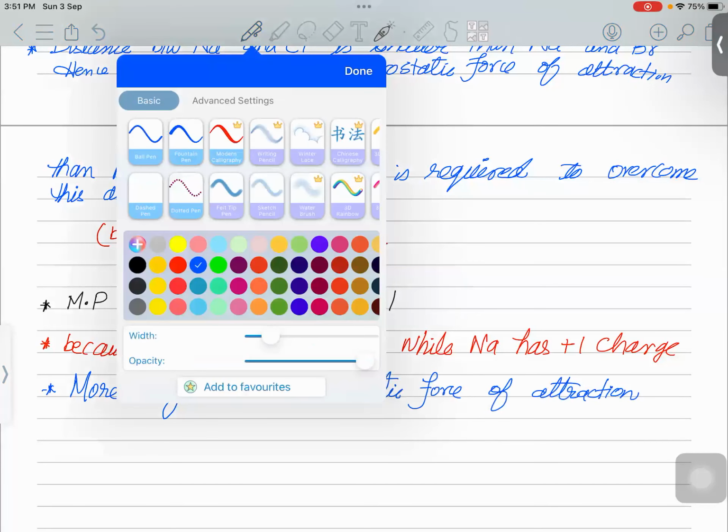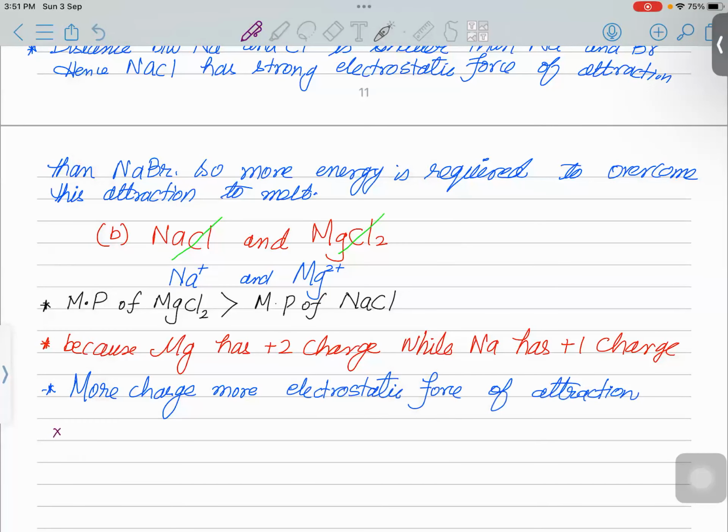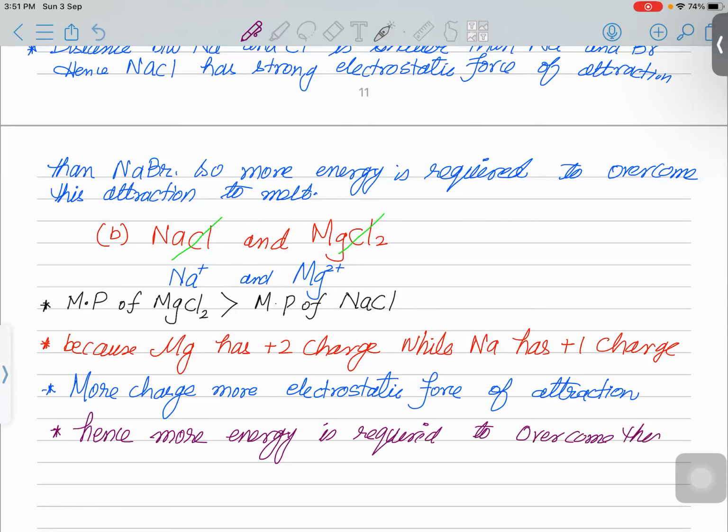Hence, more energy is required to overcome this attraction to melt.